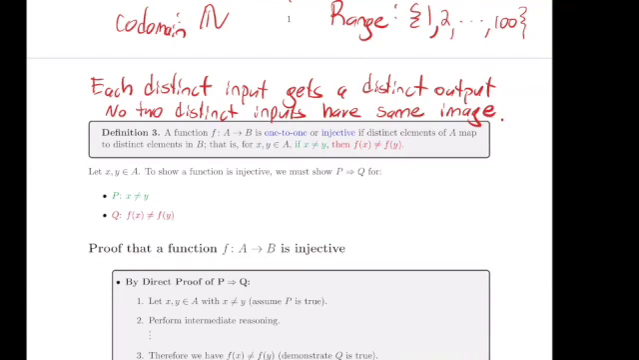So injective is a definition, and it's a conditional definition. One way that we can write this out is by thinking about if x is not equal to y, then f of x is not equal to f of y. So if the inputs are not equal to each other, then it must follow that the outputs are not equal to each other.